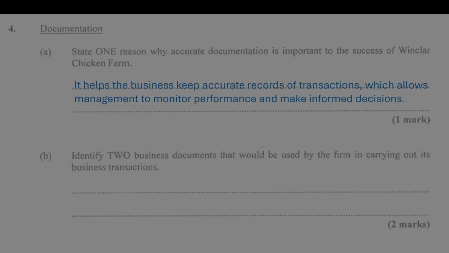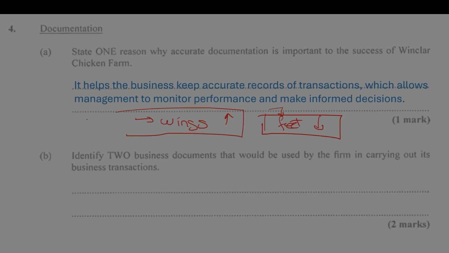So for example, we can monitor something like the sales of certain items. So if we notice the sales of wings is consistently high, whilst the sale on chicken feet is consistently low, we can decide to focus less resources on producing this product and dedicate more resources into producing this.